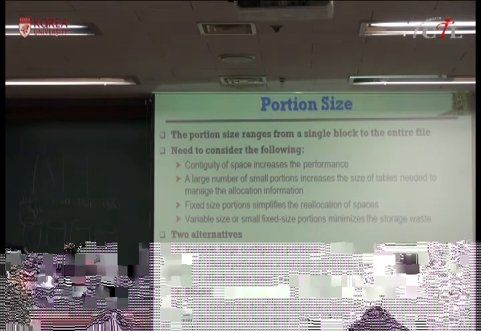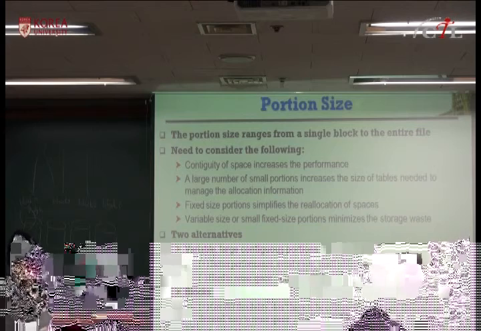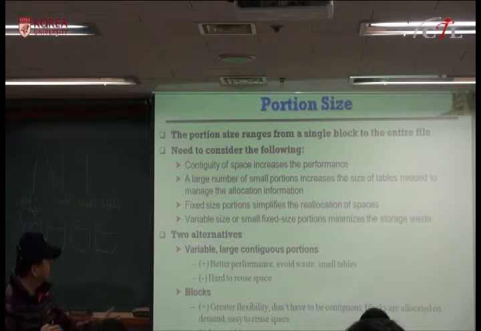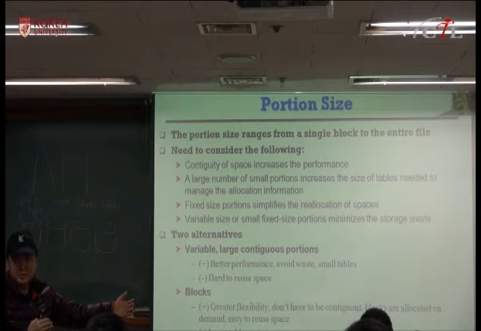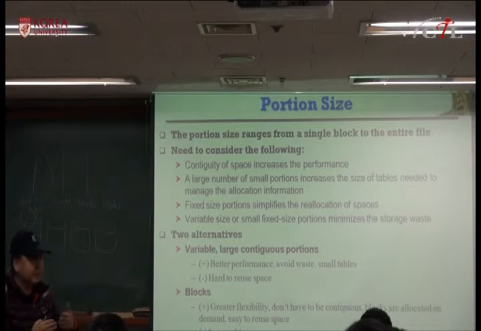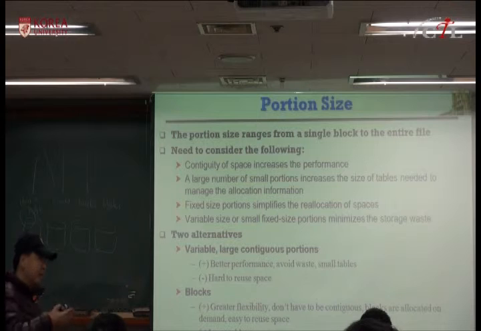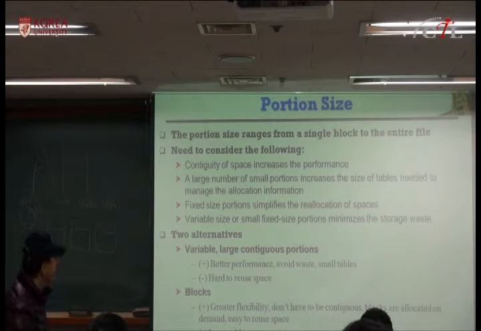So if you allocate a portion, a portion is a contiguous set of blocks. If you can allocate a large portion, then it should improve I/O performance because it's contiguous. It can be done as a single disk access. So it increases I/O performance.